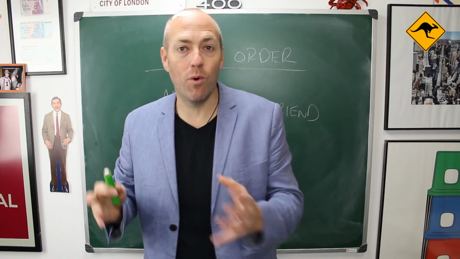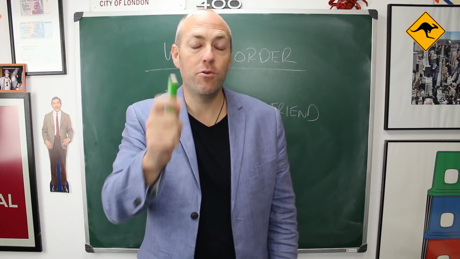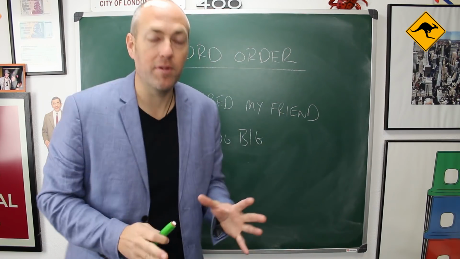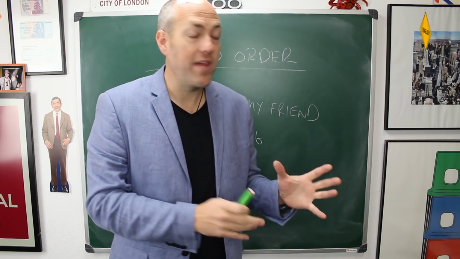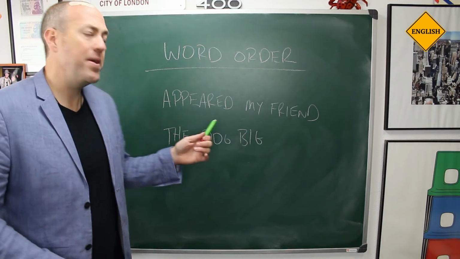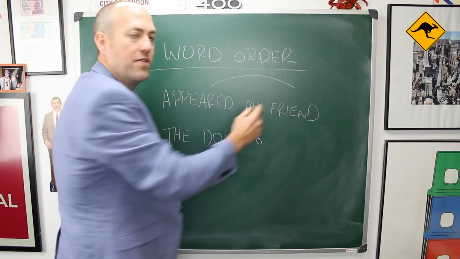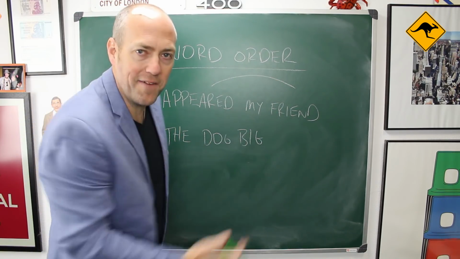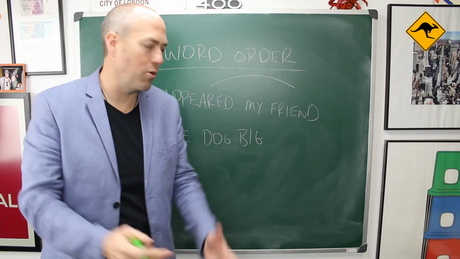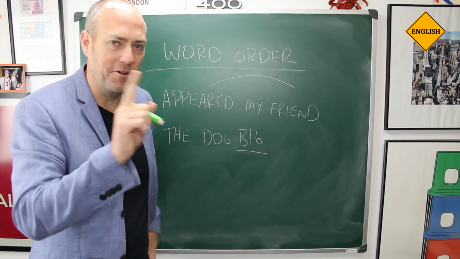Number 6 is word order. Spanish is much more flexible than English with word order. So you have to be careful. For example, always make sure that your subject is before the verb. Appeared my friend. You cannot say this in English. The verb must always go after the subject. And of course, adjectives after the noun, no.